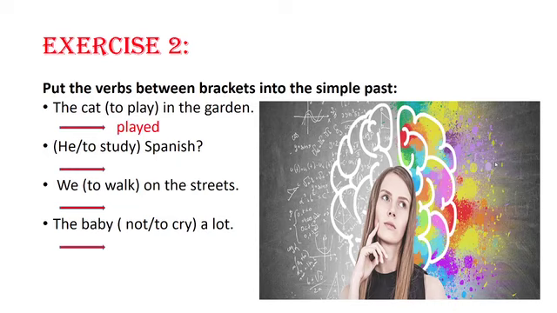Good job. Played. We just add ed. Now we move to the second sentence. You have interrogative form. What do we do with the interrogative form? What do we start with? We start with an auxiliary in the past form. What was the auxiliary? The verb to do. And the past form is? What's the past form? Did. So we start with did, subject, and then the verb.